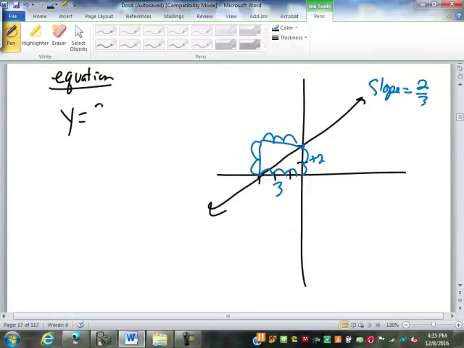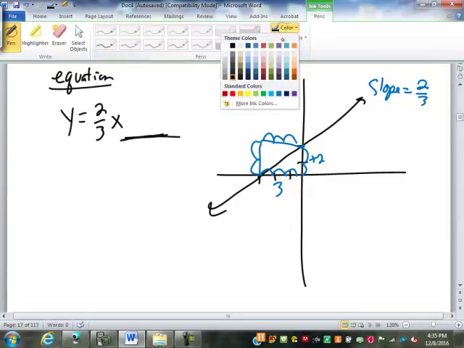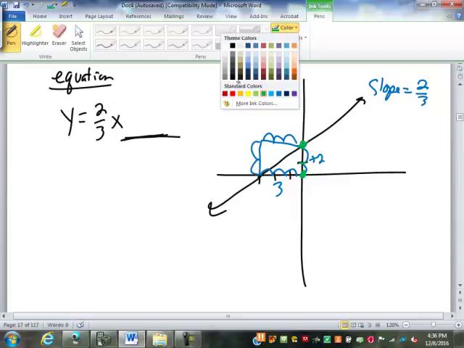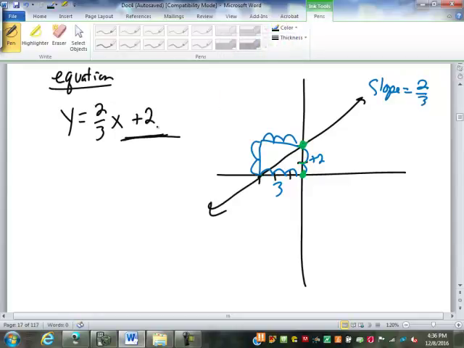So that's saying y equals 2/3 times x, because it's the slope multiplying the x. Now I still need something on the end here. What's that going to be? Well, this doesn't start at the center, does it? It starts up 2, right? That's going to be plus 2.